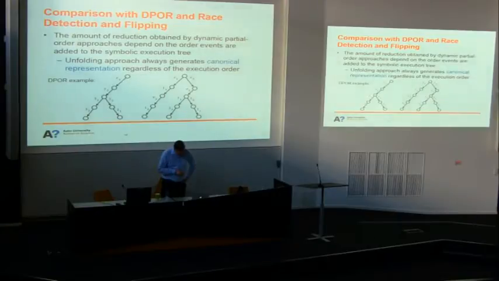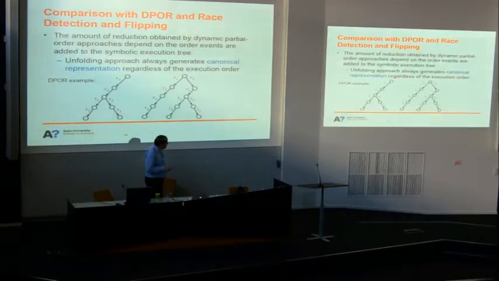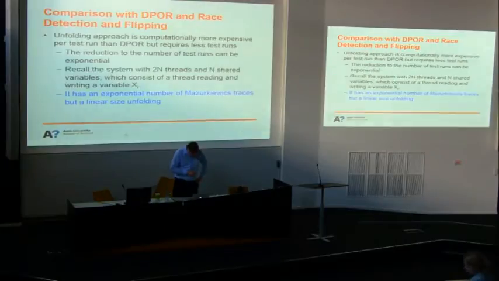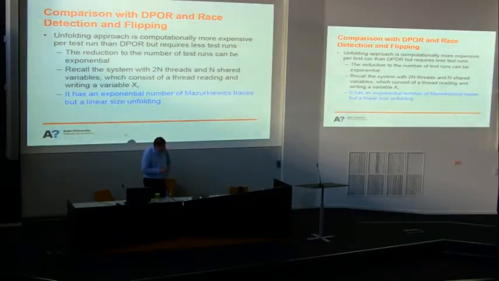As already said, DPOR depends on the order in which you do things. Here's one example. I already showed another one. It's the same idea here: the optimal reduction would have two global states, but we see three. But this unfolding approach is actually canonical. For a given program, there's one canonical unfolding, so it always gives the same output, no matter how you do it. This approach is computationally more expensive per test run than DPOR.